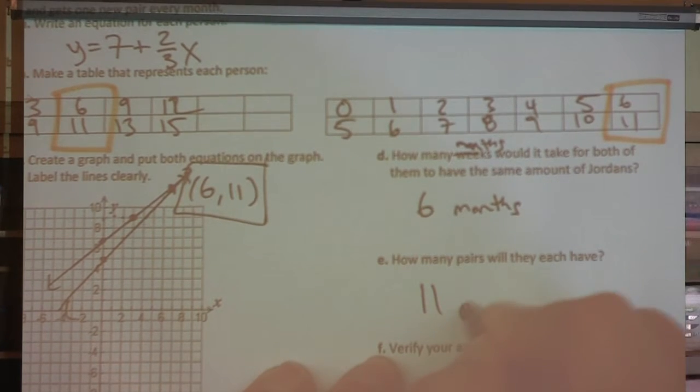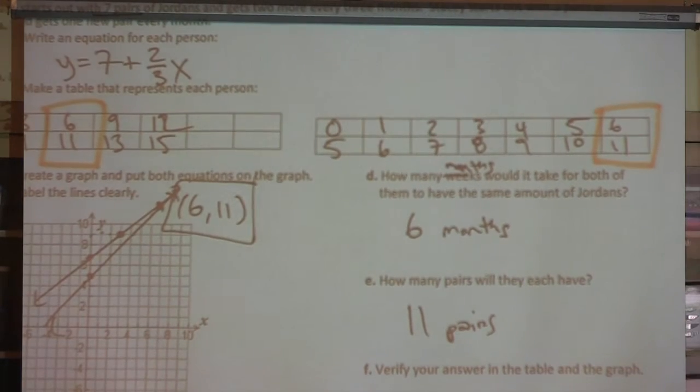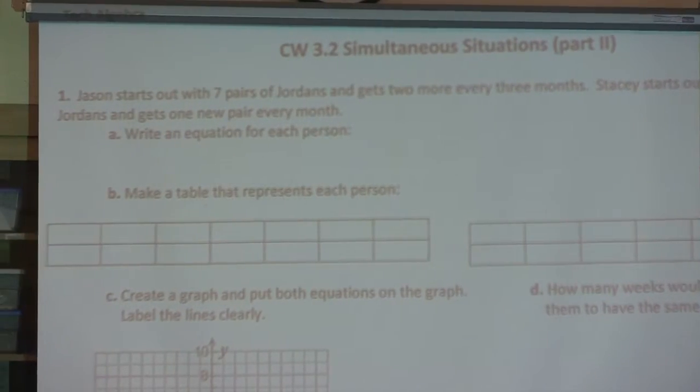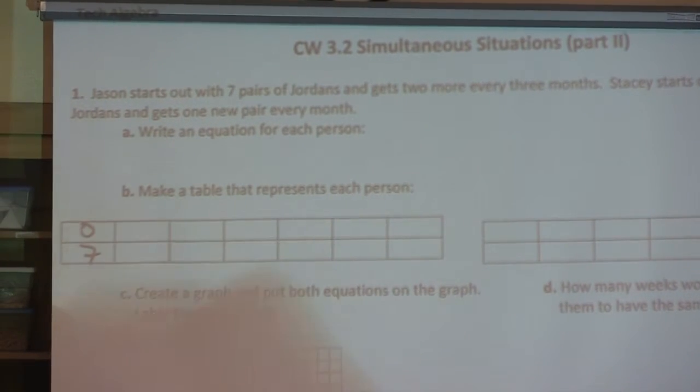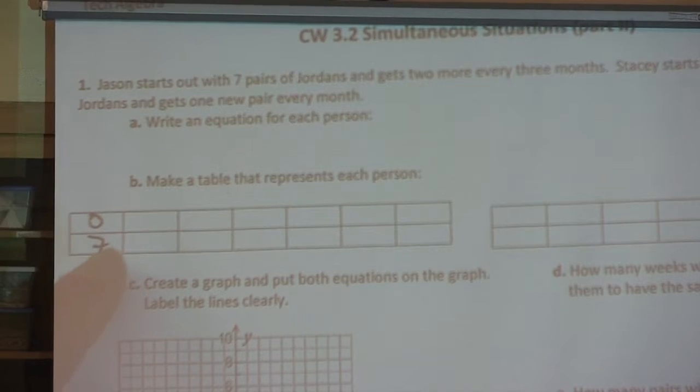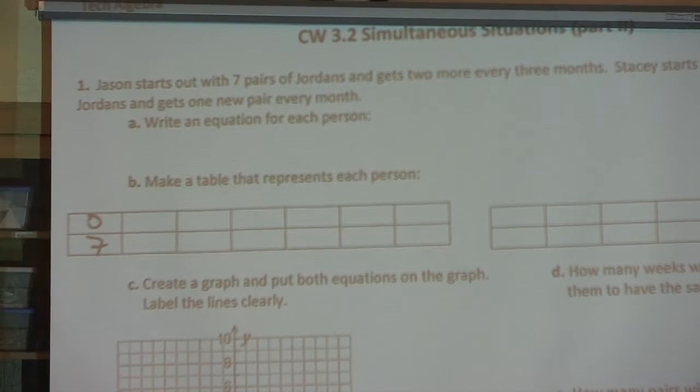They'll each have 11 pairs. Okay, 6 months, 11 pairs. All right. So, good, right? Like, I want it to be easy. Okay? It's a little easier to fill out. Okay? And so you're saying like this. Starts with 7. So initially, there's 7. And then some of you are getting pretty... there's a lot of conversation over here about like, well, right, technically Jordans, you can't really split them in half. It doesn't make sense.